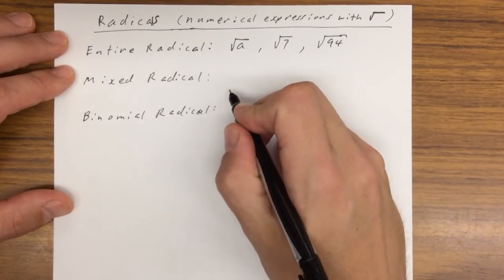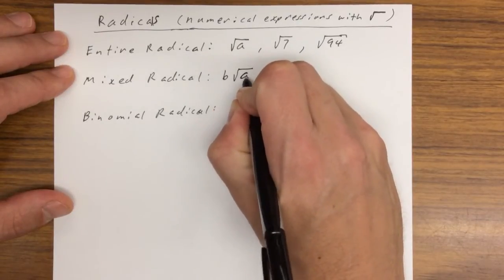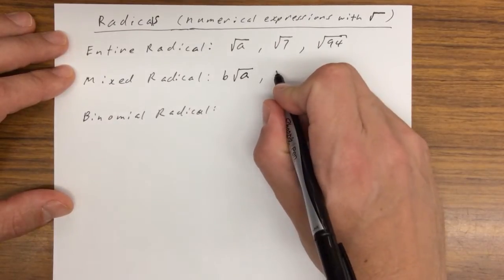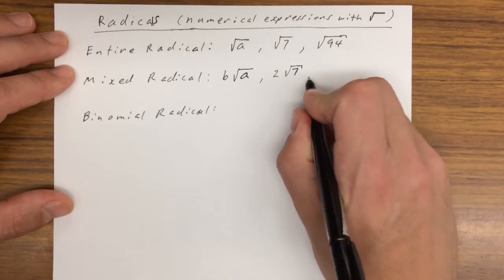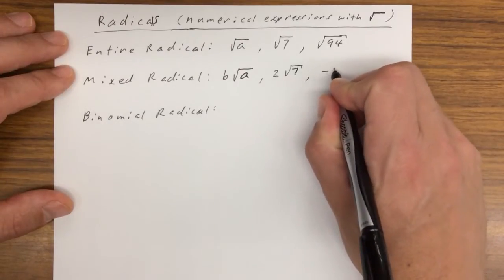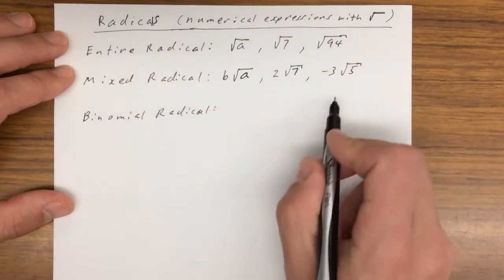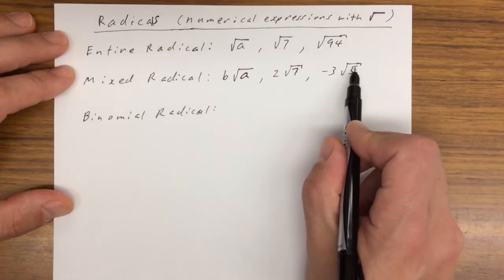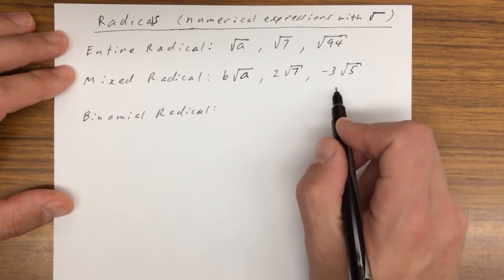And then we have something called a mixed radical, where it's in a form like b root a. So you have a number outside and a number inside. And so 2 root 7, 2 times root 7, is a mixed radical, and say negative 3 times root 5 would be a mixed radical. And you'd never have, in our cases anyways, the square root of a negative number when we're working with real numbers, because it's not a real number.